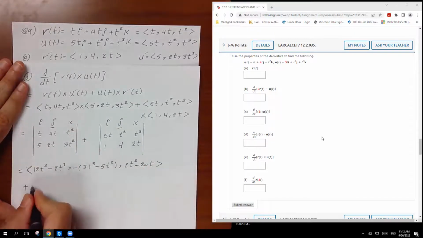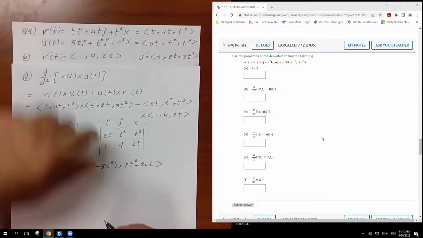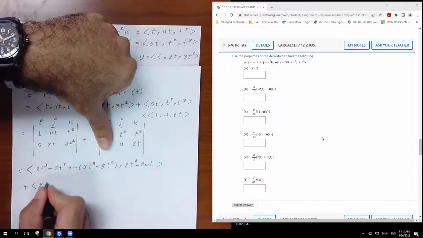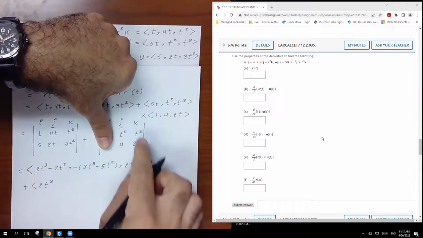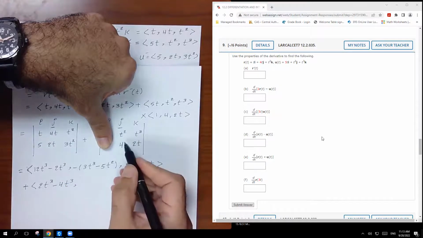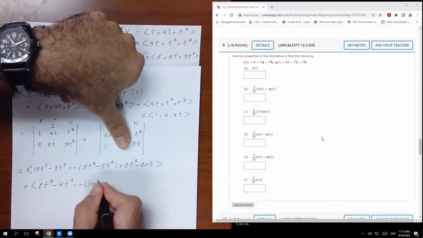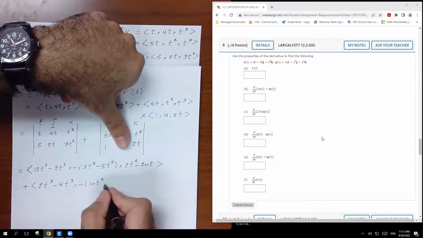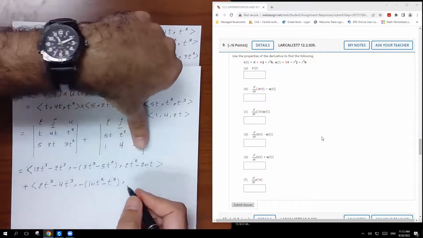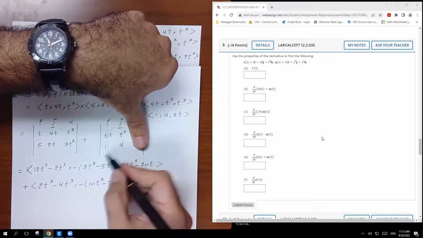Here is the plus. For the second part, the same thing: for the i it's going to be 2t cubed minus 4t cubed. For the j, here is the minus, it's going to be 10t squared minus t cubed. For the k, it's going to be 20t minus t squared.